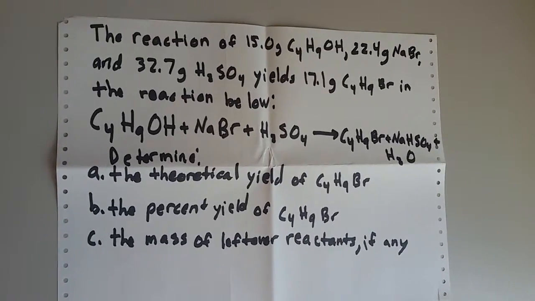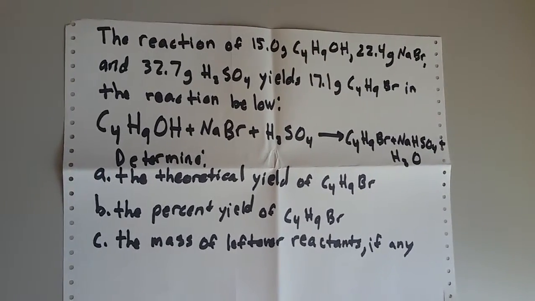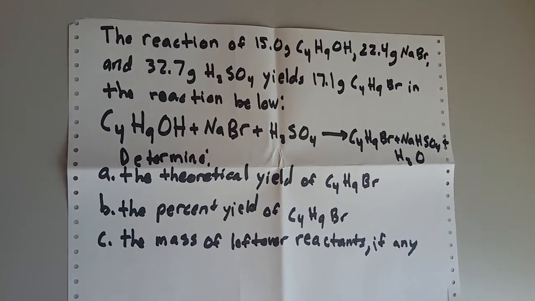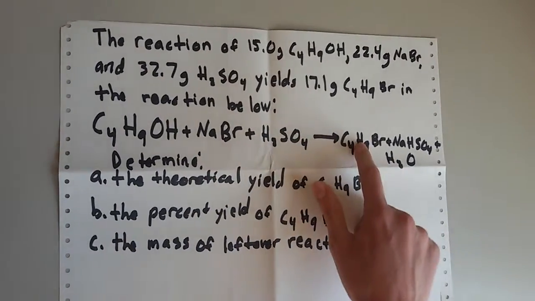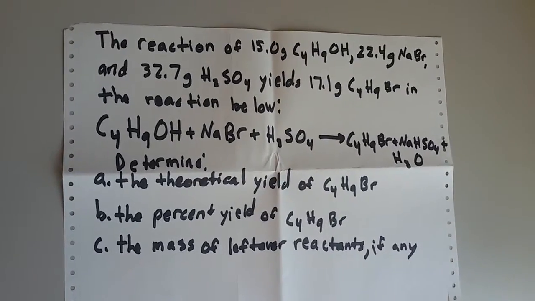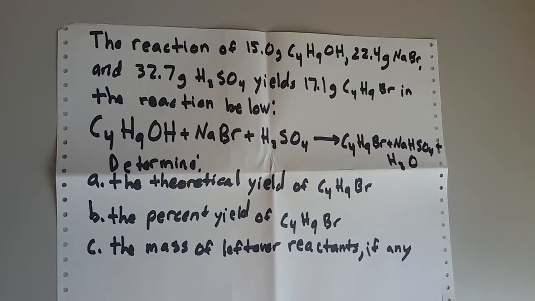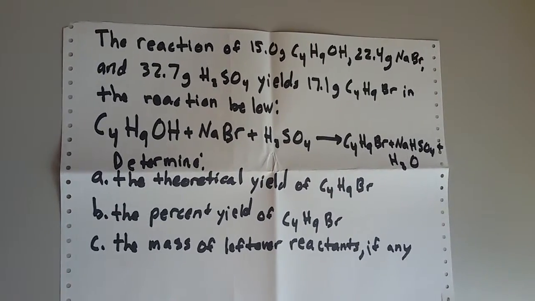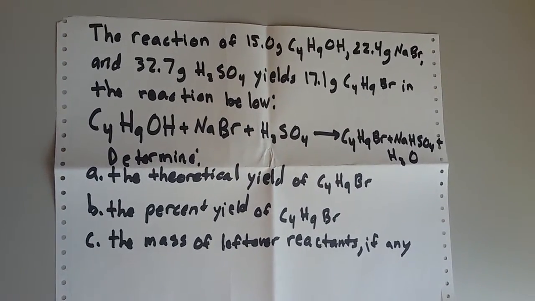So our process here, they ask us to A, determine the theoretical yield of C4H9Br, right there. B, determine the percent yield of C4H9Br. And then finally, the mass of leftover reactants, if there are any.